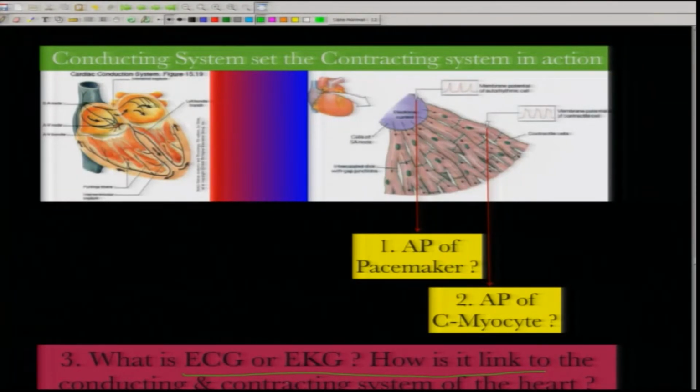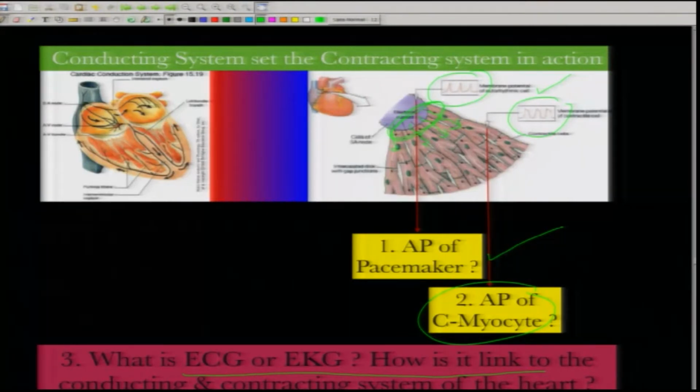We have talked about the action potential of the pacemaker. This is the action potential of pacemakers. We have talked about the action potential of cardiac myocytes, and this is where the induction is happening. So, this is getting spread into these cardiac myocytes. Up to this it is clear.